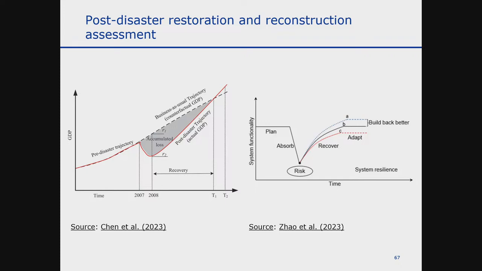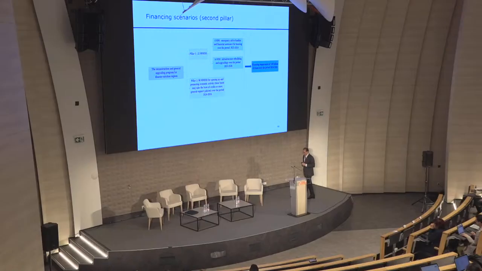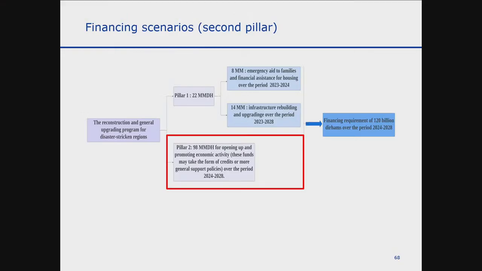It's just basically to rebuild the economy as it used to be before the earthquake, or you're going to think about upgrading, given the opportunity that the earthquake created for the affected region, if you're going to use this stimulus also to upgrade the region to make it better than previously it was. And actually, this is one of the decisions that the Moroccan government had. This was to upgrade the infrastructure of the affected areas. And basically, the question that remains is, what are the financial sources for these resources?